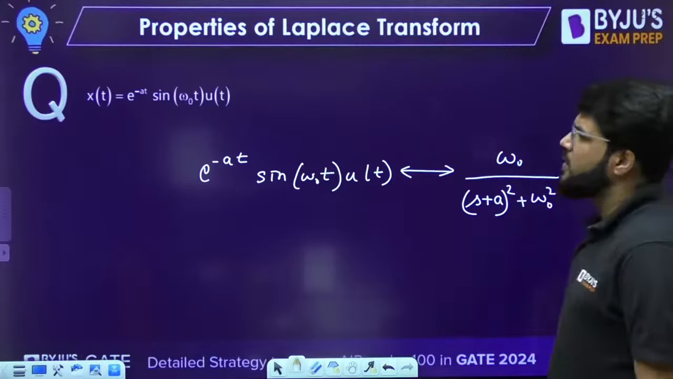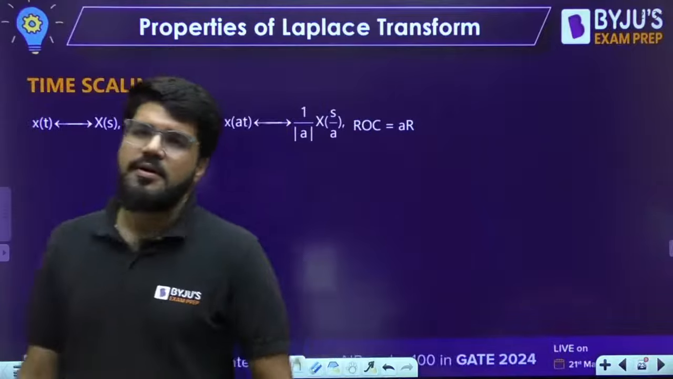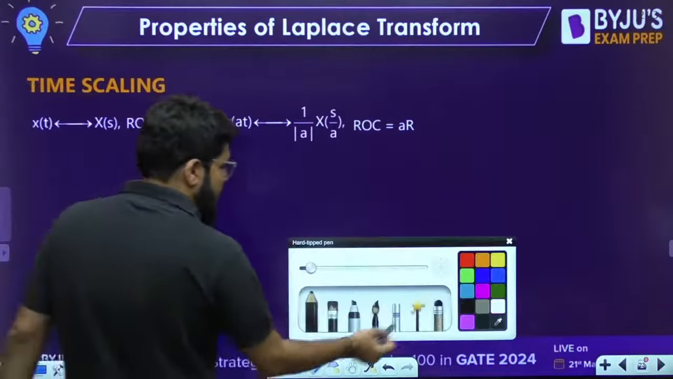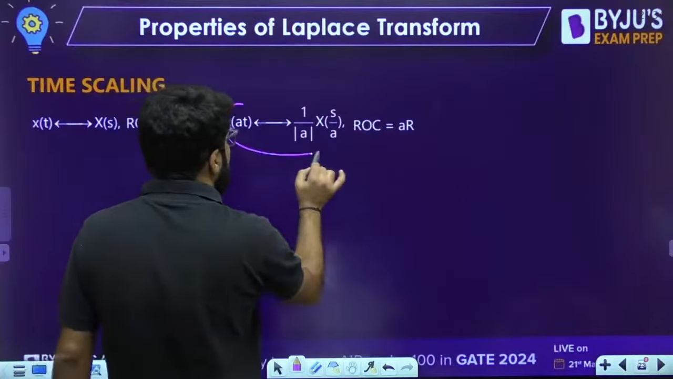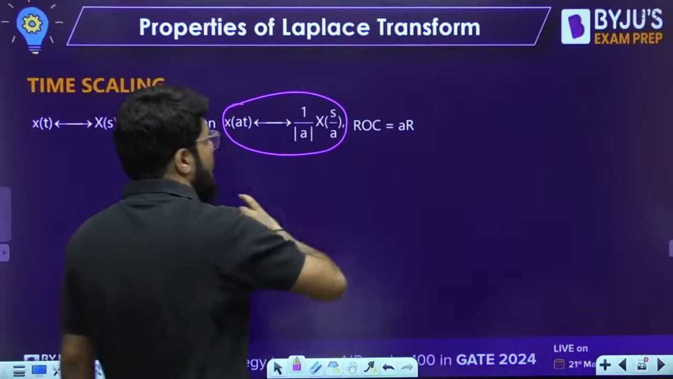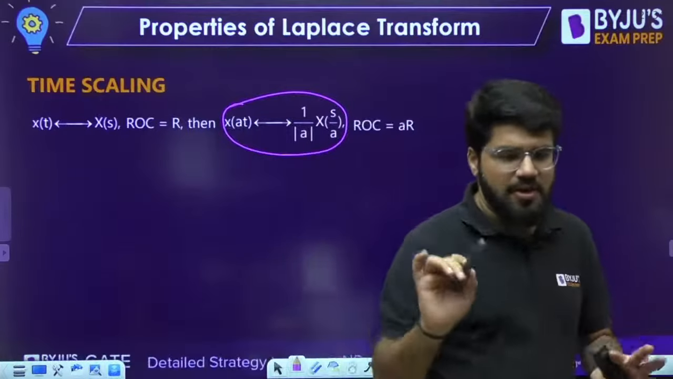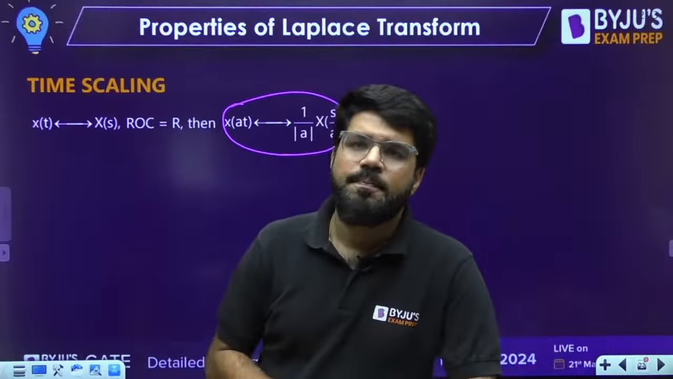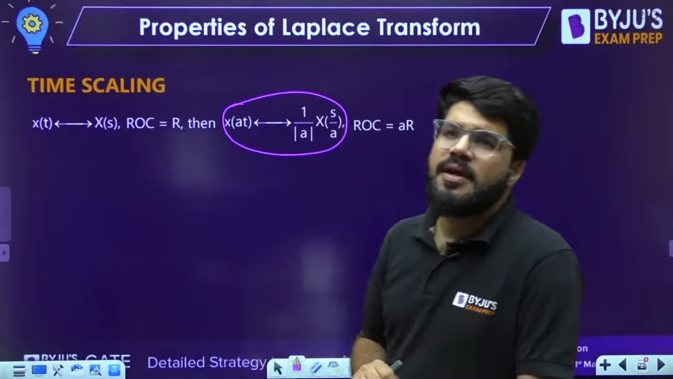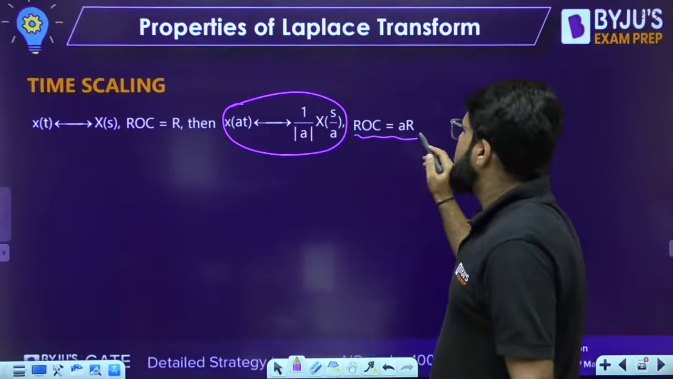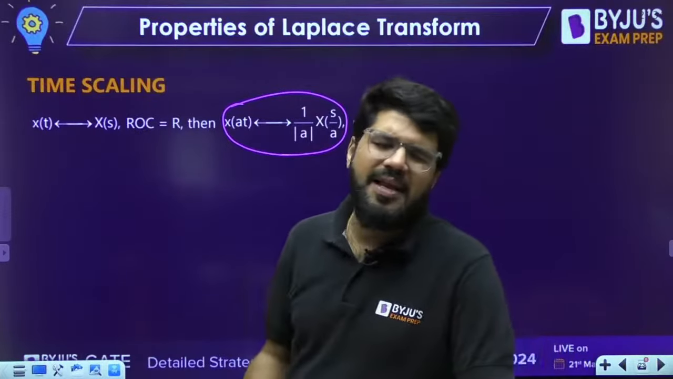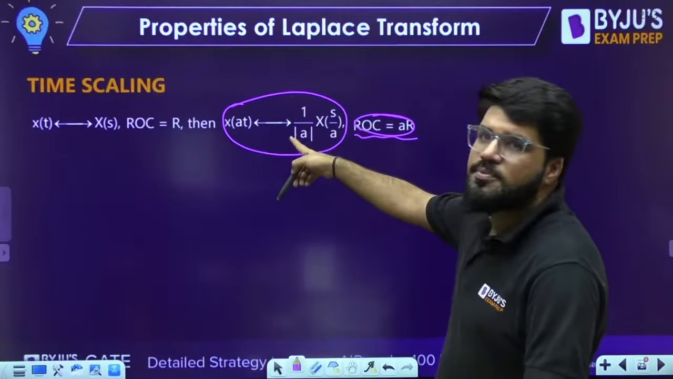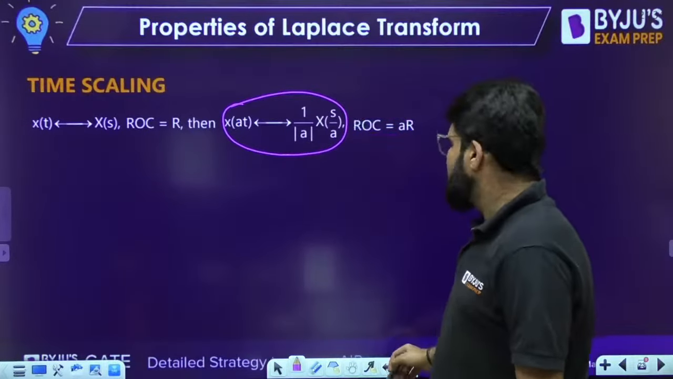Next property, time scaling. If x(t) has the Laplace transform X(s), ROC being R, then x(at) will have the Laplace transform 1 upon mod a, X of s by a, with the ROC equal to aR. There will be property based questions later on, mixed property based questions also. Again and again I'm telling you, no need to remember this, I have given it just for formality, just focus on these properties. 1 upon mod a, X of s by a.